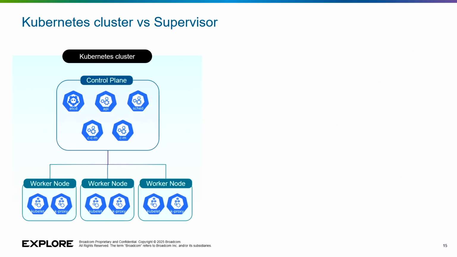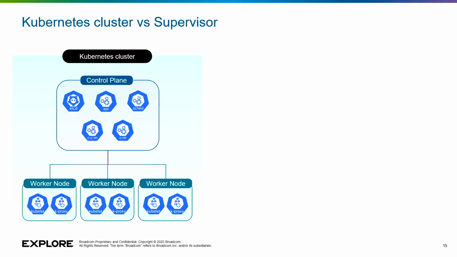So first, let's think about what Kubernetes is. What's the difference between Kubernetes and this construct that we're calling the supervisor? So a Kubernetes cluster is made up of a control plane. This is where all of our Kubernetes capabilities exist. So the API server, and etcd, the database that stores the state of the workloads, the state that we expect to be deployed there.